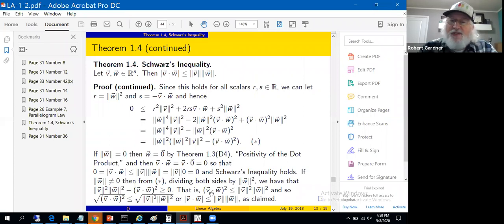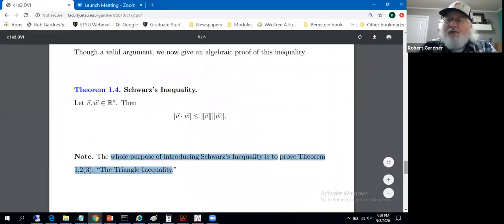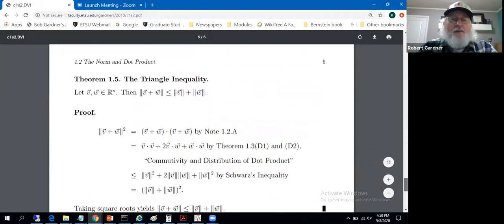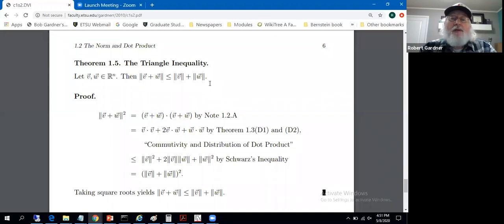Well beyond the choice of R and S. All right, so we went through that for the following reason. We want to prove the triangle inequality. We drew a picture upstairs of the triangle inequality. Claim: for vectors v and w from Rn, the norm of the sum is less than or equal to the sum of the norms. Triangle inequality, it's a total piece of cake now that we've got Schwarz's inequality. Schwarz's inequality was not a total piece of cake.